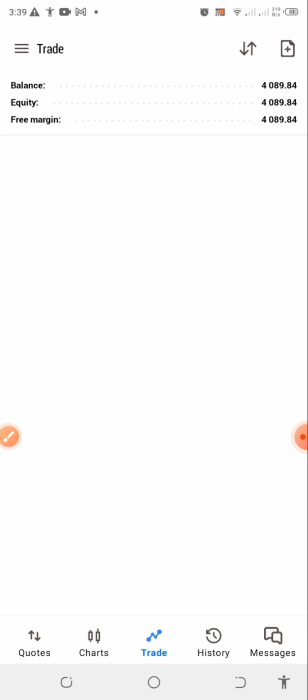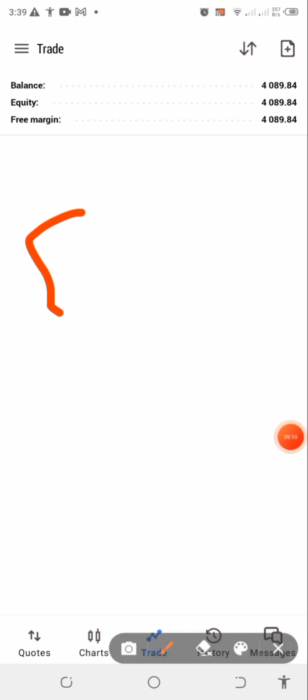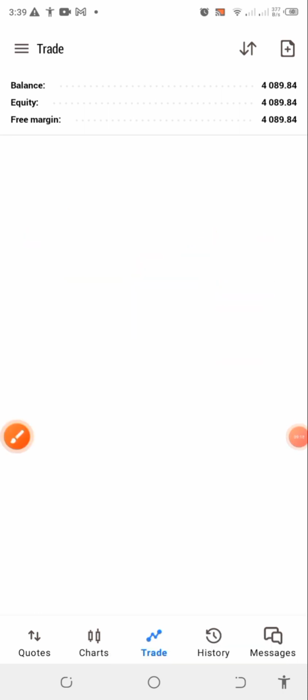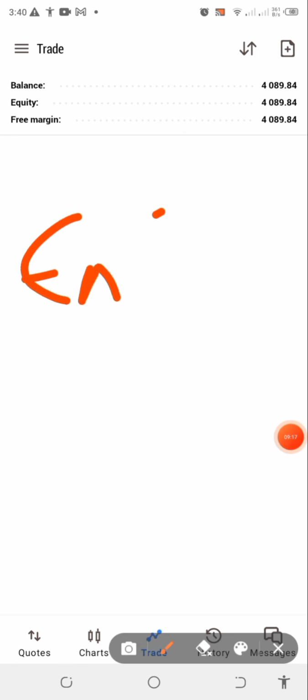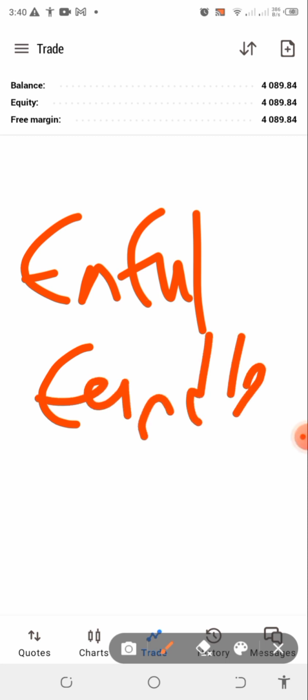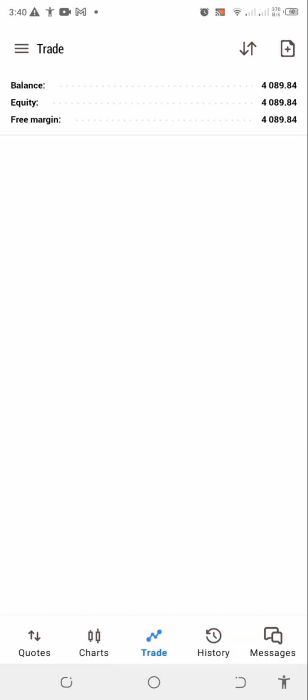Now the next candlestick pattern I'm talking about is the engulfing candle. Okay, engulfing, just engulf. We call it the engulfing candle. This candle majorly has two types. We have the bearish engulfing candle and the bullish engulfing candle. The first one I'm talking about is the bullish engulfing candle. Now this is how the bullish engulfing candle looks like.